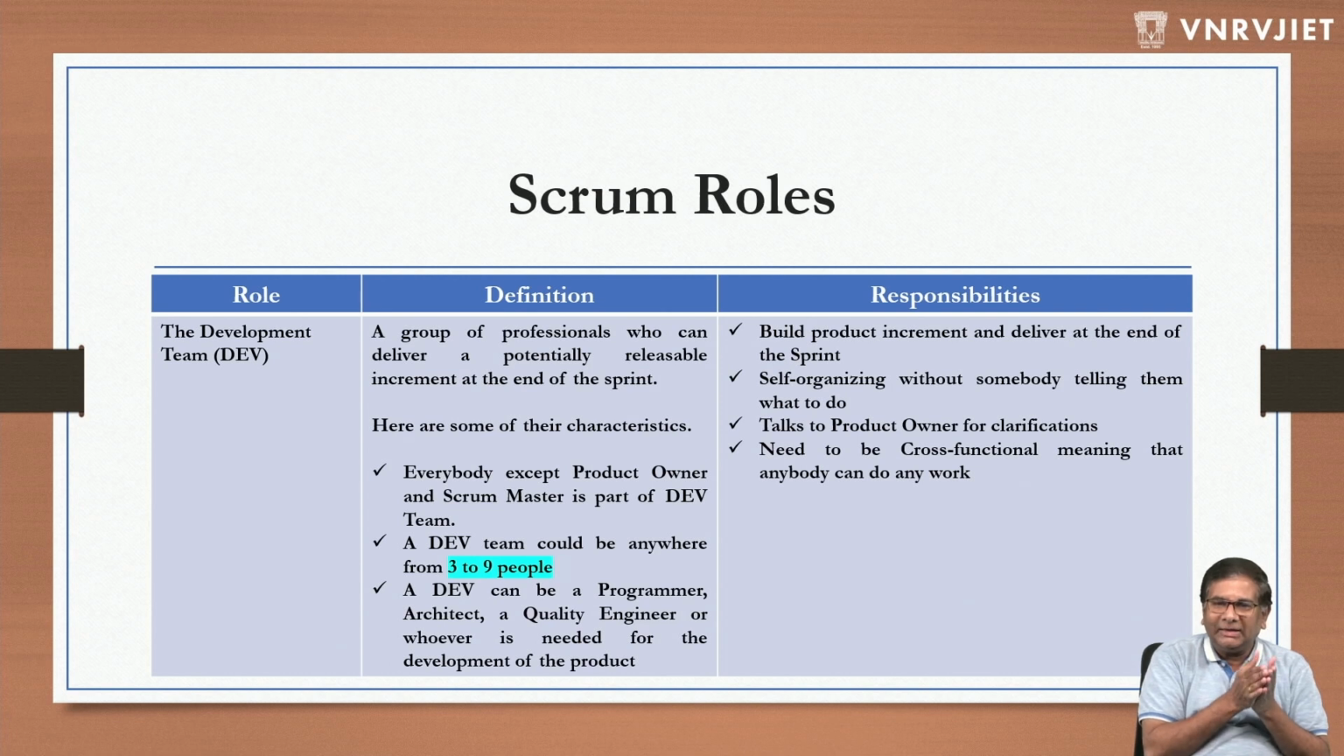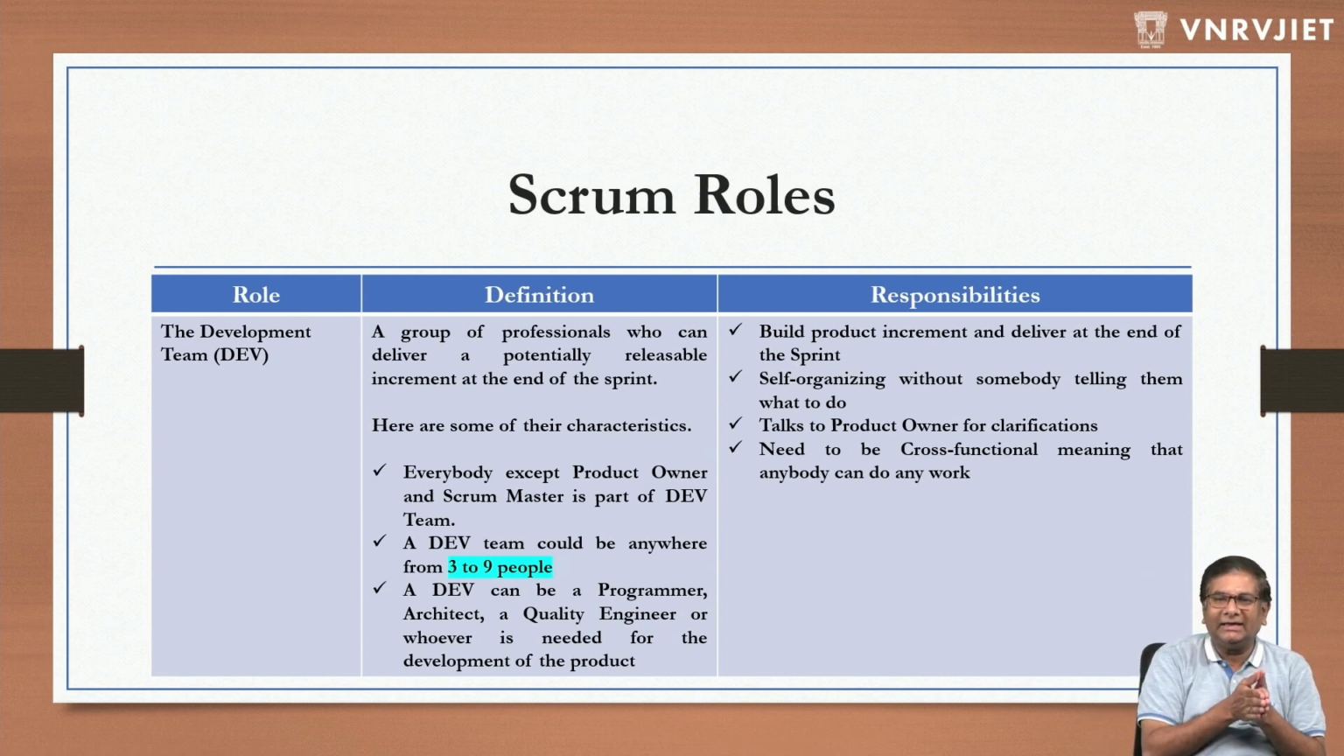What would they do? Build product increments and deliver at the end of the sprint. In every sprint, which could be 2 weeks or 3 weeks or 4 weeks or 1 week, it doesn't matter, they build the actual product, work on the stories, develop the actual software, test the software, do the quality assurance, do everything required and deliver the software.